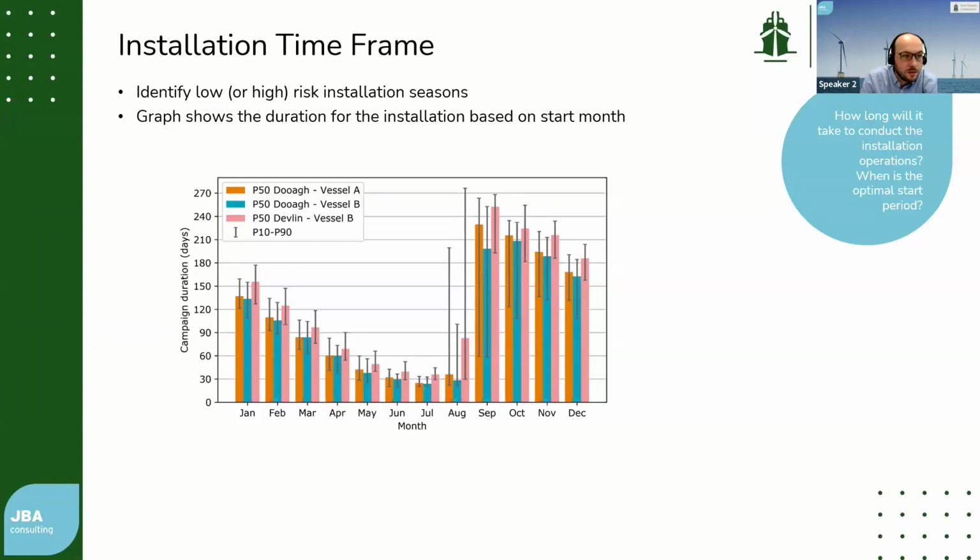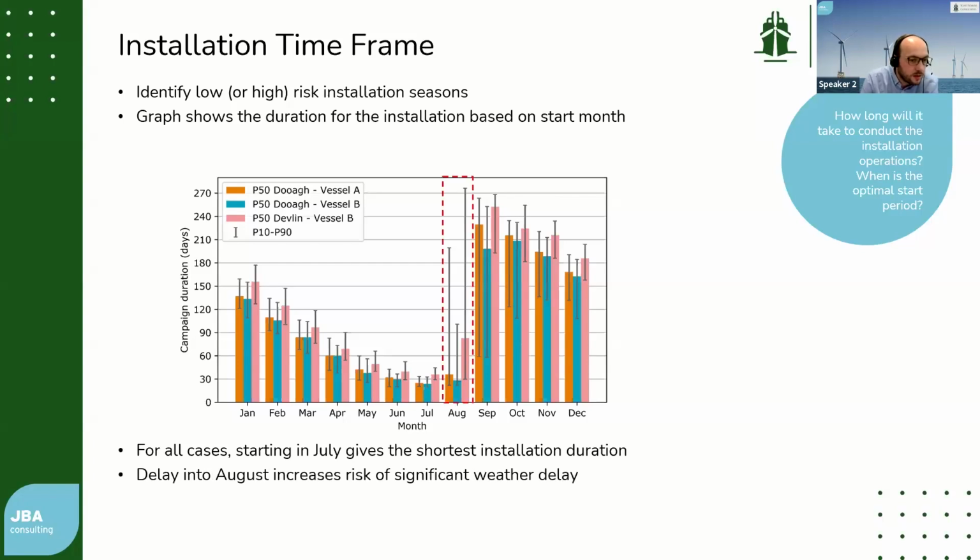We can see the 3 scenarios plotted next to each other, and we're just going to look at campaign duration. We can see a trend that for all cases, starting in July gives us the shortest installation duration. But we can also see that if we start going into August, our risk of significant weather delay really increases, as shown by these error bars. Particularly for our longer cable route from Devlin with vessel B, our P90 duration is extremely high.